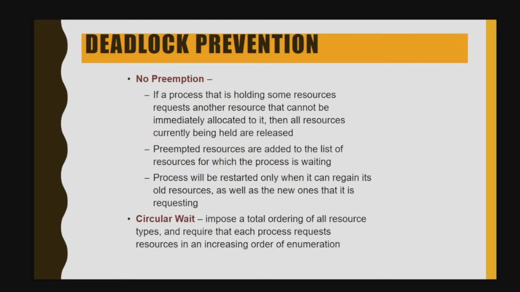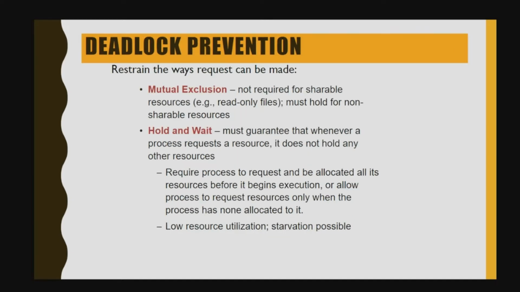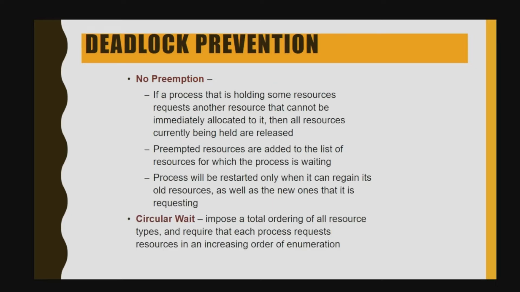And then circular wait: here we impose a total ordering of all resource types, and require that each process requests resources in an increasing order of enumeration. So we have no preemption, circular wait, mutual exclusion, and hold and wait. This is the way we can restrain requests, which is deadlock prevention.